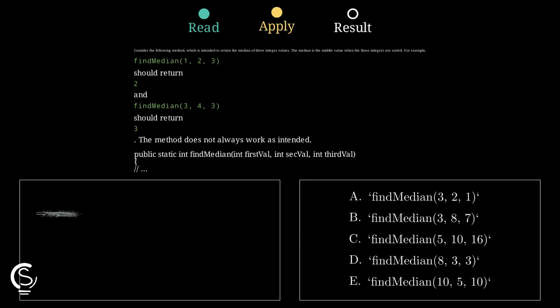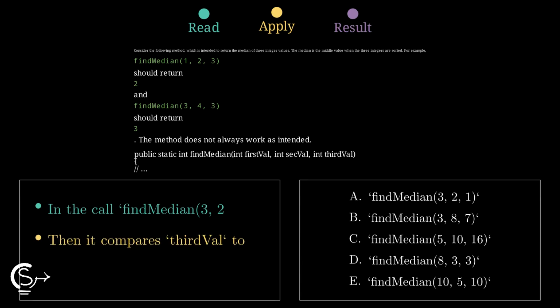Next, the code checks if the third value, which is 1, is greater than 3. Since it is not, the program executes the else branch and returns the third value. The method returns 1, but the median of 3, 2, and 1 is 2. This proves the logic is broken for option A.